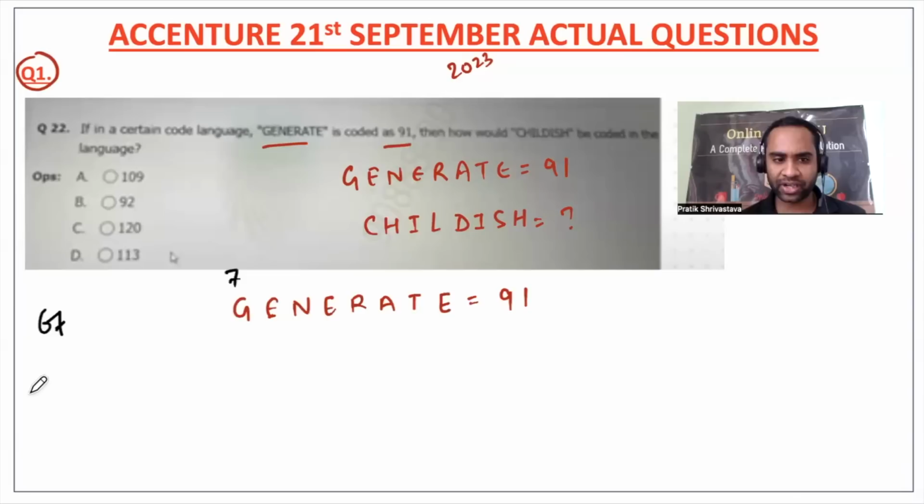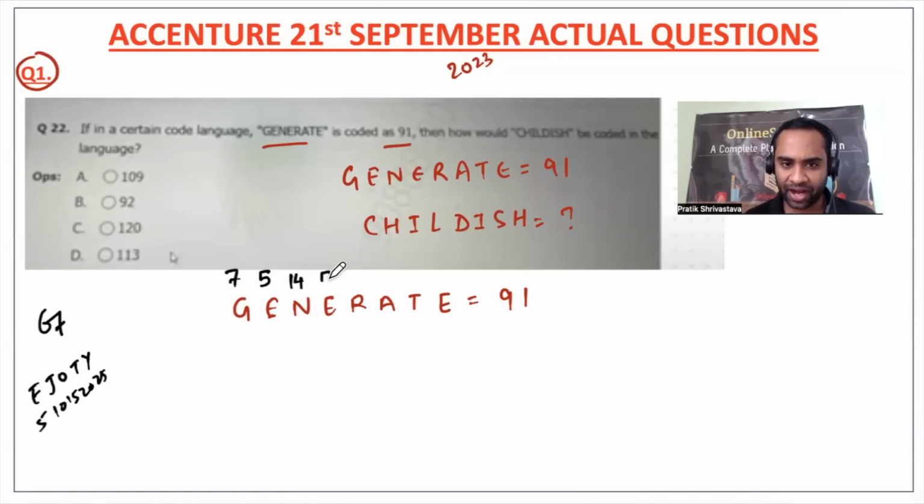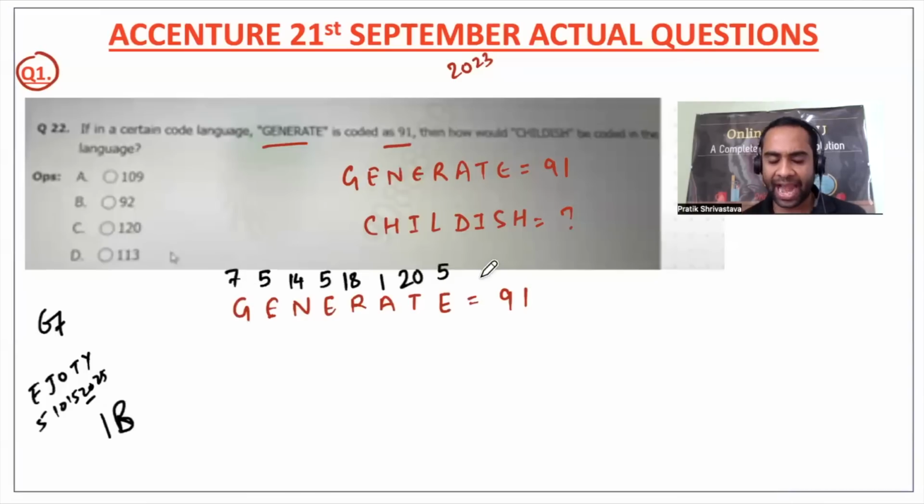Then E, EJOT, as I had told you: E will be 5, 10, 15, 20, 25, so E is 5. Then N, November, 14th, so it will be 14. E is 5. R is 18, A is 1, T is 20 and E is again 5. Now if you add everything, you get around 75. 7 plus 5 is 12, 12 plus 14 is 26, 26 plus 5 is 31, 32, and 32 plus 18 is 50, and this will be 75, right? But here it is 91.